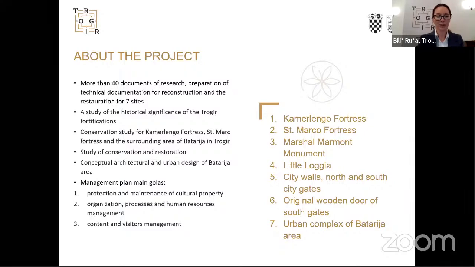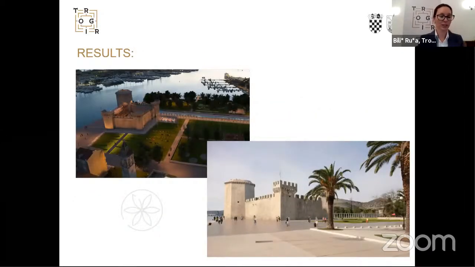Of exceptional importance in this project was the development of the architectural urban design of the entire western area of the old town called Bataria. Also, a management plan was developed in cooperation with all key stakeholders in public institutions and the civil sector in order to make heritage management as inclusive as possible and acceptable for the local population. These are images of the conceptual design that was awarded in the competition of urban solution.